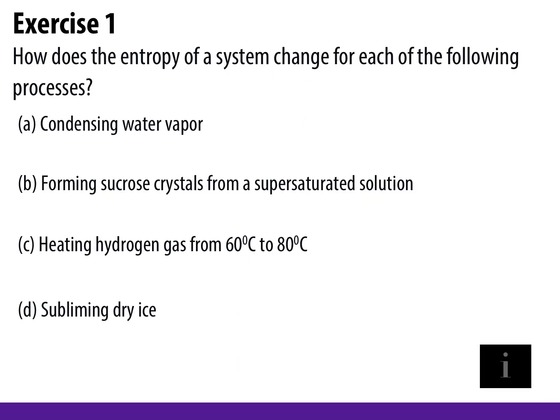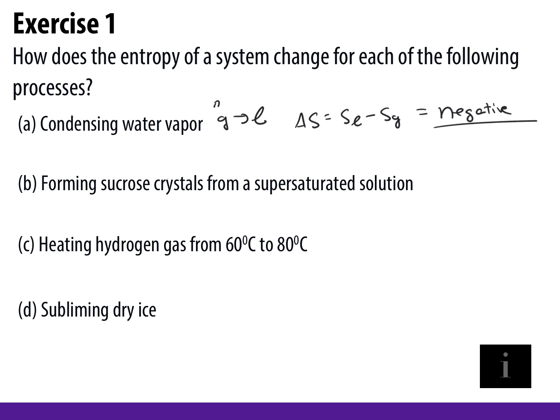Here's our first exercise. How does the entropy of the system change for each of the following processes? So for A, condensing water vapor, I'm thinking about the gas going to a liquid. The gas has more entropy than the liquid, and so delta S here is going to be S of the liquid minus S of the gas. Since the gas has more entropy, this is going to be a negative delta S.